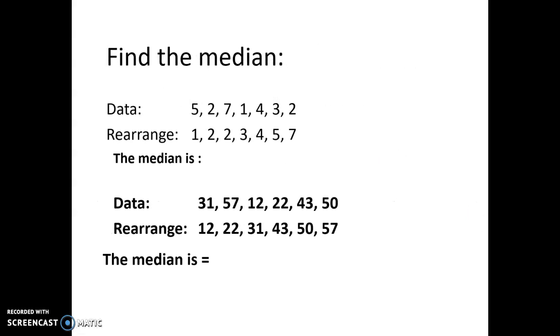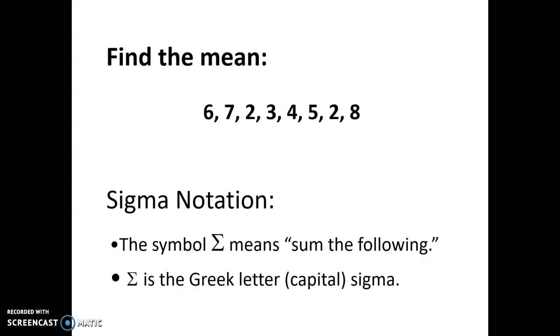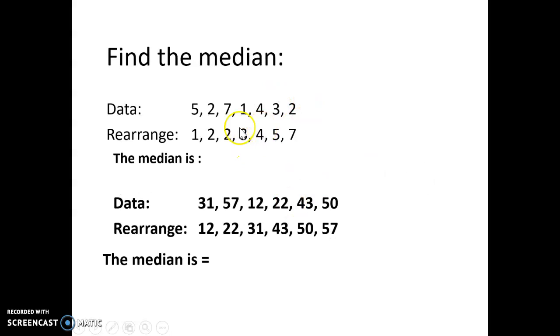So find the median. Well, here's your data, and you put it in order. So what's our median here? 1, 2, 3, 4, 5, 6, 7 numbers. The median here is the middle number, it's 3.